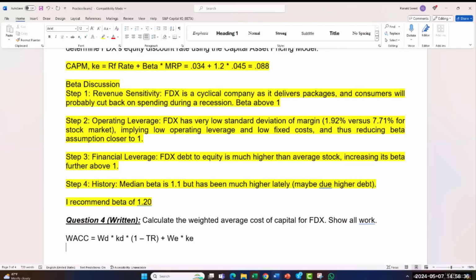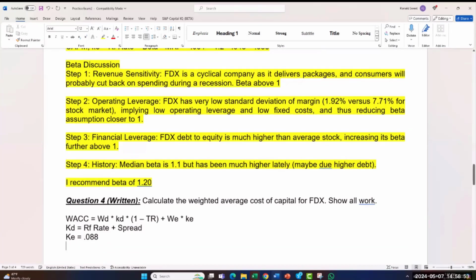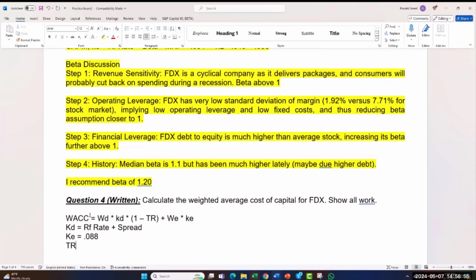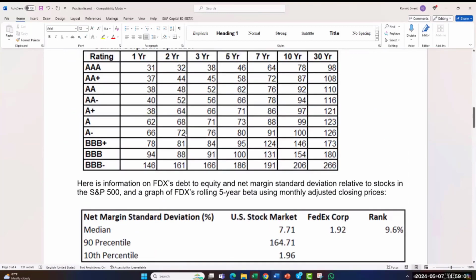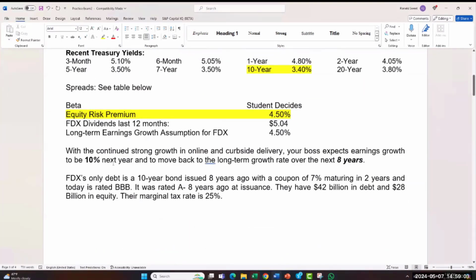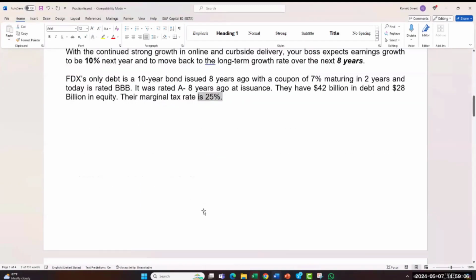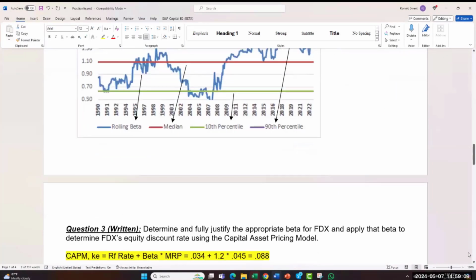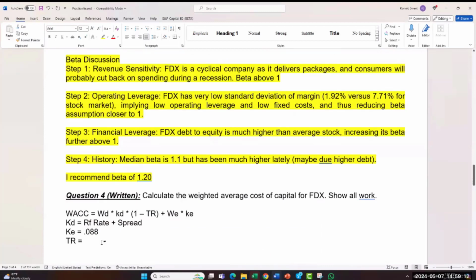All right. The cost of debt equals the risk-free rate plus the spread. Cost of equity we already got in the previous problem. The tax rate is, the marginal tax rate is 25%. And again, I'm going to type that as 0.25.